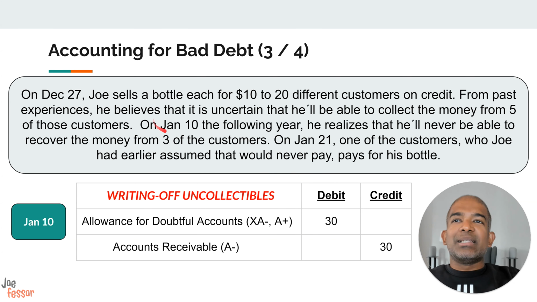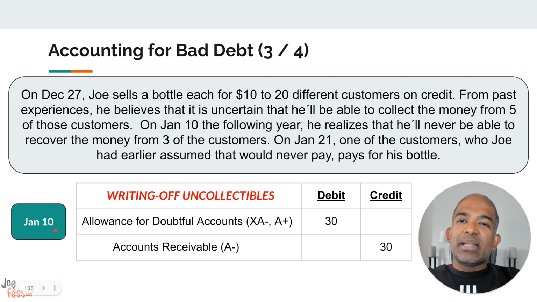But on the 10th of January, the following year, he realizes that he'll never be able to recover the money from 3 of the customers. So 3 of the customers, for whatever reason, he realizes may not be able to pay him. So whatever was an estimation in the previous step is becoming a reality now. So now the reality is that 3 of the customers will definitely not be able to pay him, and he realizes that on the 10th of January.